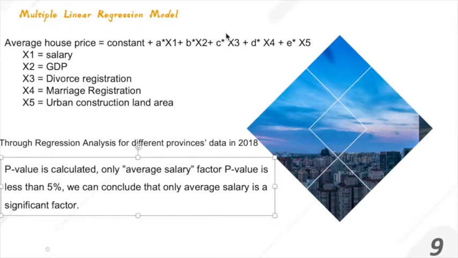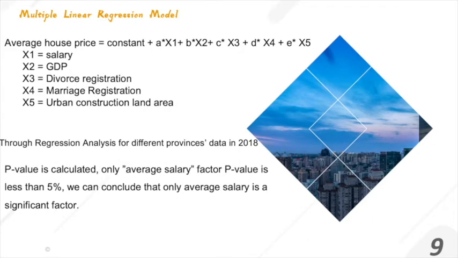We need to figure out which factors may affect house price significantly. So we develop a multiple linear regression model. In this model, we include all of the possible factors: average salary in each place, local GDP, local divorce registration rate, marriage registration rate, and urban construction land area to run the regression.